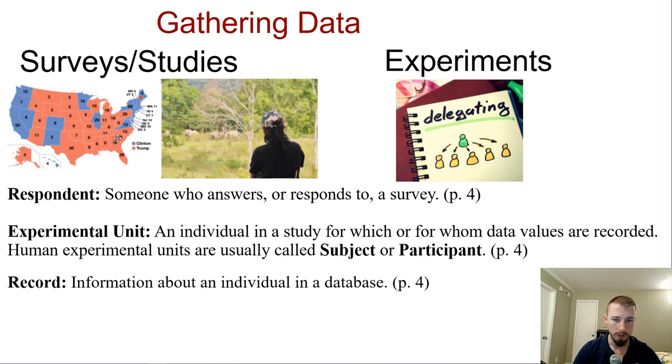All right. Respondent, someone who answers the survey. Experimental unit is whoever is participating in the experiment. If it's a human, we usually call them a subject or participant, so that it's not like a lab rat or something, which sounds really mean. And then record is the information about an individual that we collect from a database. So sometimes we gather data from records, which is not the same as a survey or study or an experiment. It's just something that's already happened and we're gathering the data from it.